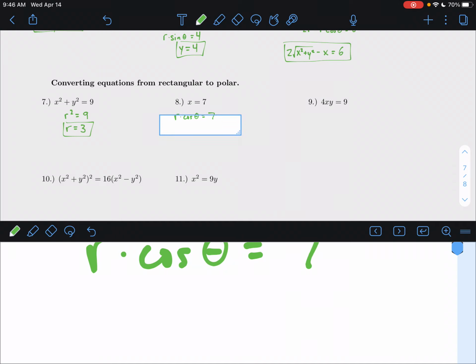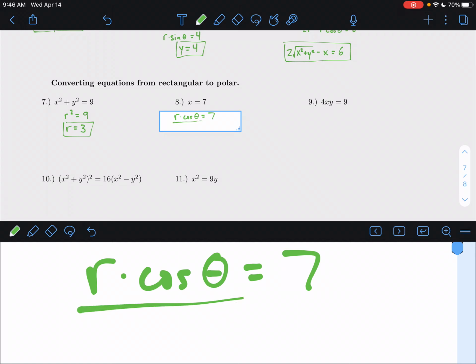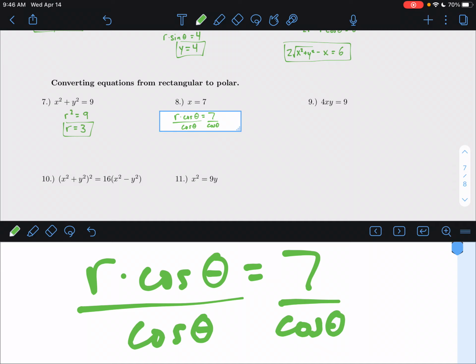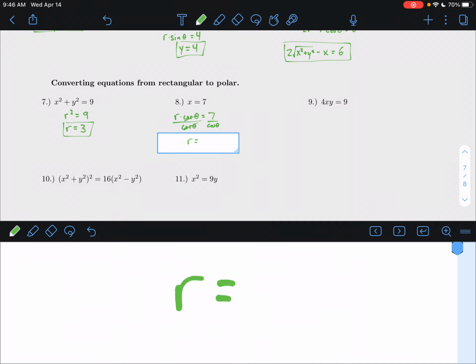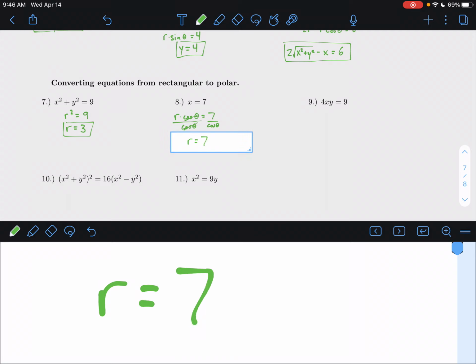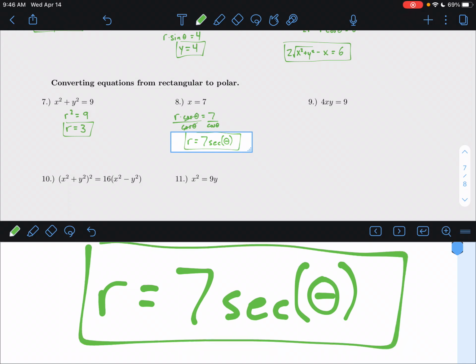So here, if I divide both sides by that cosine of theta to get r by itself, well, those cancel out, and I'm just going to have r here. And 7 over the cosine of theta, well, I know that 1 over the cosine of theta is the secant of theta. So this would be 7 secant of theta. And that would be my answer here. R equals 7 secant of theta.